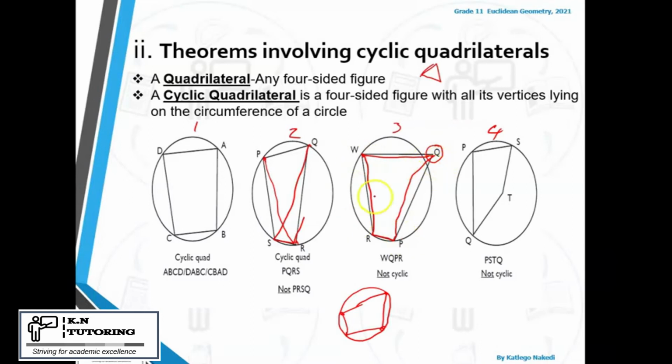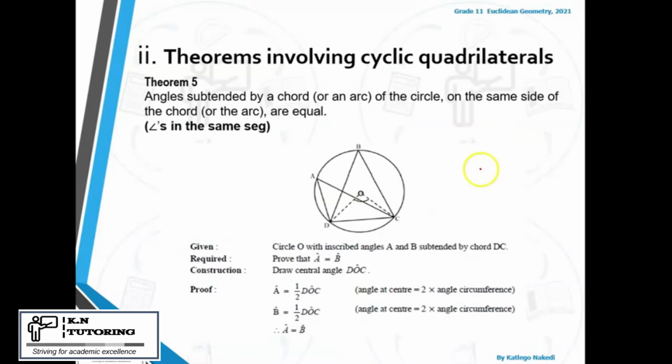Although this is a four-sided figure, yes, it's a quadrilateral, but it's not a cyclic quadrilateral. Again, why is PSTQ not a cyclic quad? Because T doesn't touch the circumference, so T must be somewhere there. So this is a quadrilateral, but it's not a cyclic quadrilateral. I hope you are able to understand what we mean by quadrilateral and what we mean by cyclic quadrilateral. Okay, let's go back to the theorems.